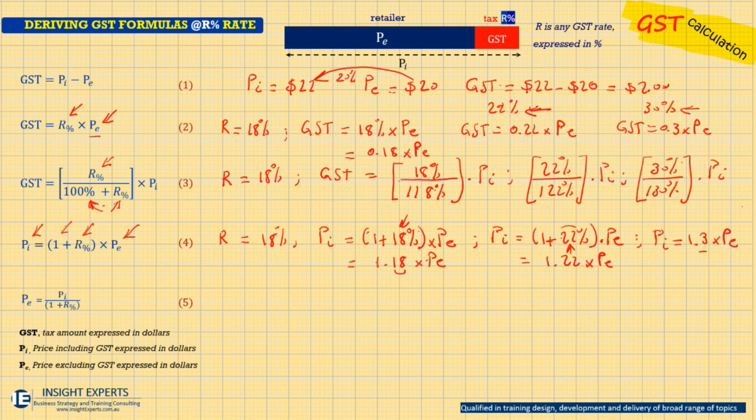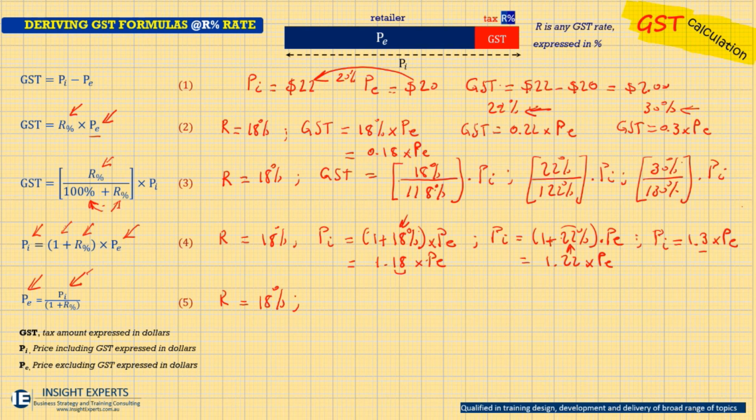Now, equation number 5 is more or less like equation number 4, but this time we just swap it the other way around. I have the price including GST, and I need to calculate the price before. So let's say, for example, my rate is 18%, and I would like to know what is my recommended retail price if the GST rate is 18% and the price after tax is already given.